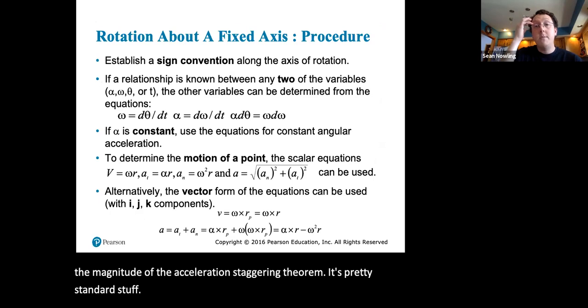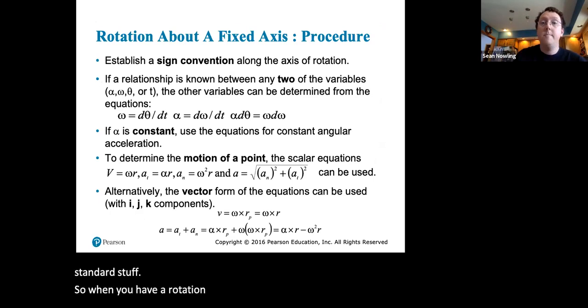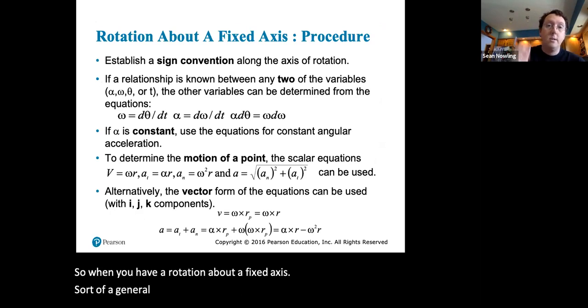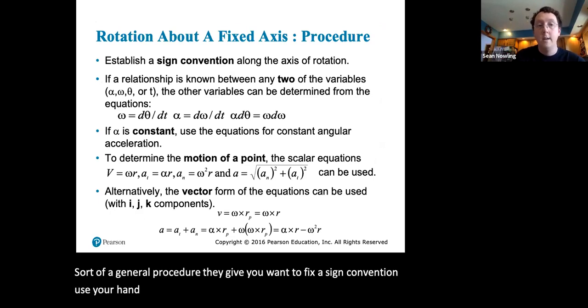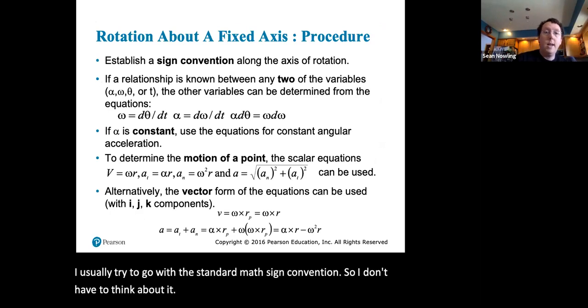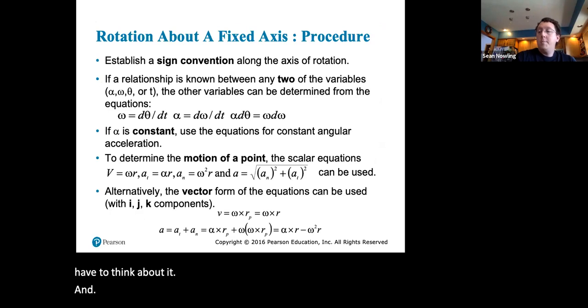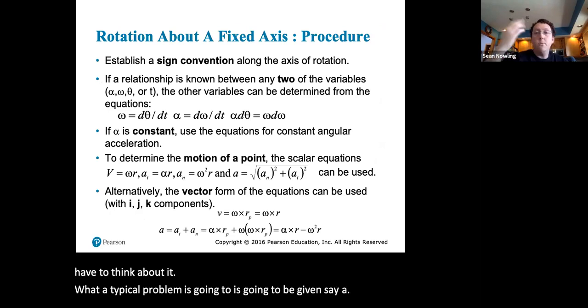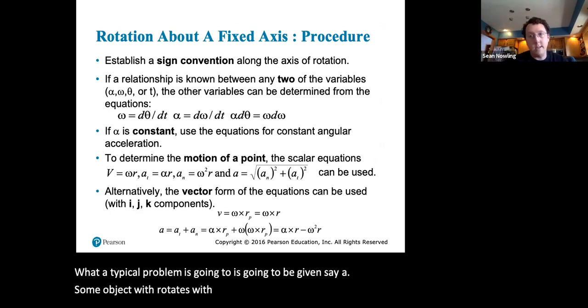So when you have a rotation about a fixed axis, a general procedure is that you want to fix a sign convention and use your hand to pin that down. I usually try to go with the standard math sign convention so I don't have to think about it. And a typical problem is you're given some object which rotates with a known frequency. It could be constant or variable, but it'll be known.